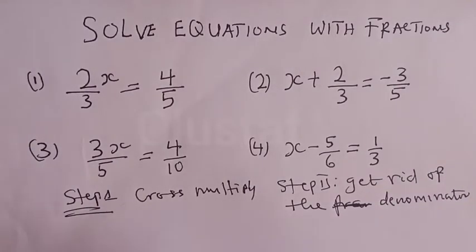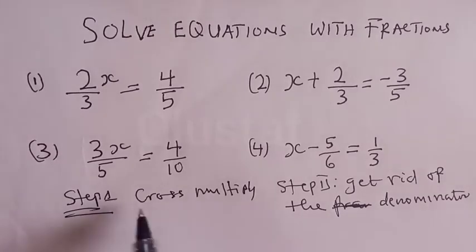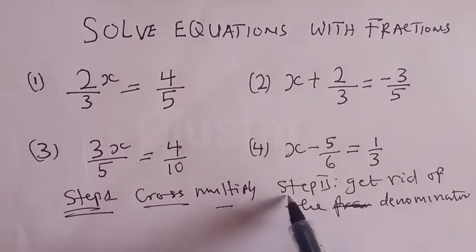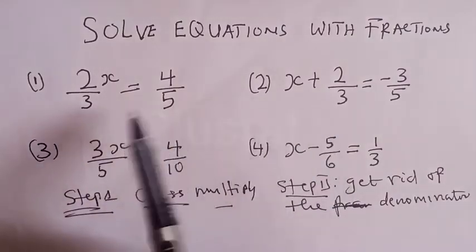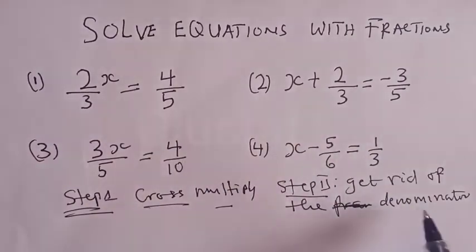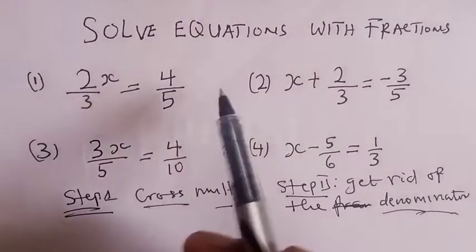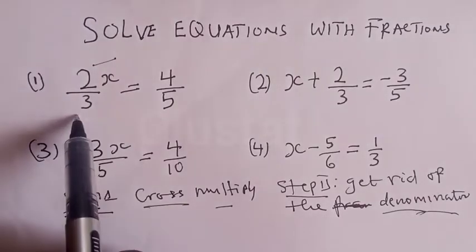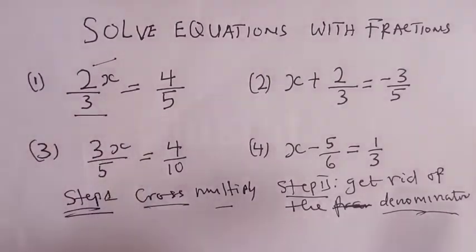Yes. The first method that we're going to make use of is cross multiply. Then we have the second method, step 2, in which you can quickly and easily solve the question. We call it get rid of the denominator. In this type of equation, we have the numerators and the denominators, which are the ones below. Now, let's quickly look at how we can solve them in an easy way.